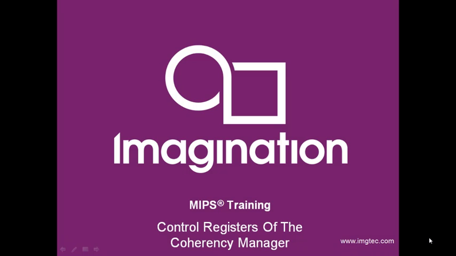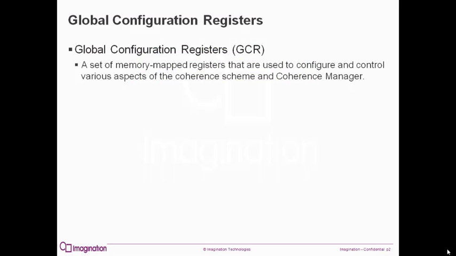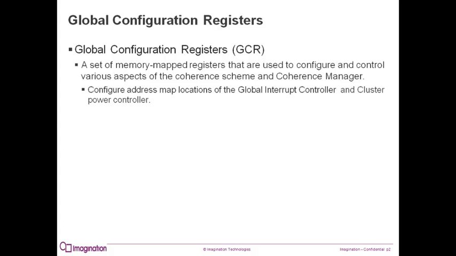This section covers the control registers of the Coherency Manager. The Global Configuration Registers, referred to as GCR, are the system programmer's interface to the Coherency Manager. The location of these registers in the memory map is determined at core build time. The GCRs are used to set the address for the Global Interrupt Controller and the Cluster Power Controller.